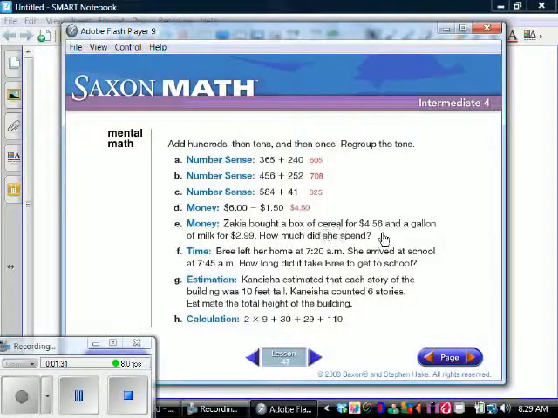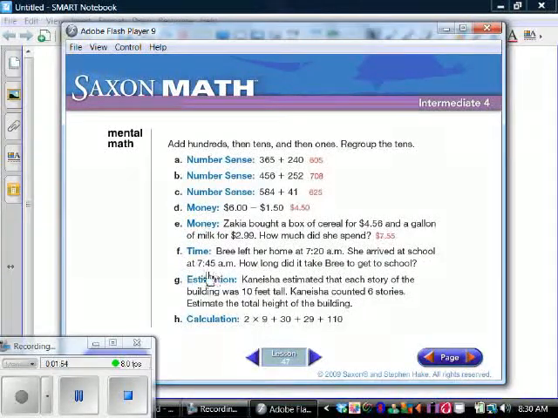Zakia bought a box of cereal for $4.56 and a gallon of milk for $2.99. How much did she spend? Let's pretend that this is $3, and add that to $4.56. That would get you to $7.56. Take away that penny, $7.55.